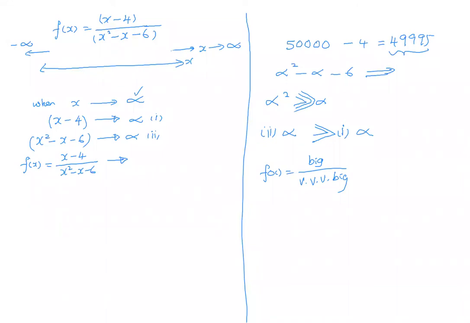I have 1 ringgit. I give to all Malaysians. How much do you get? 1 ringgit given to all Malaysians, 33 million people. So what do you think? So the f(x) will tend toward what?